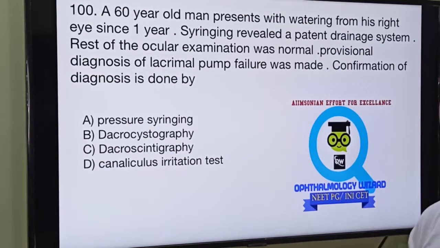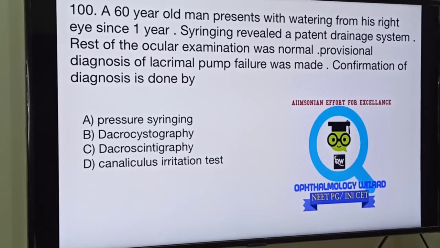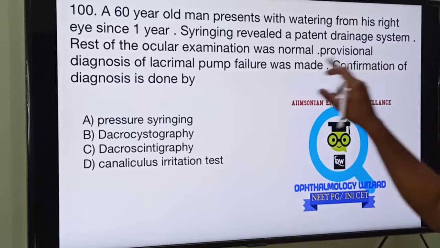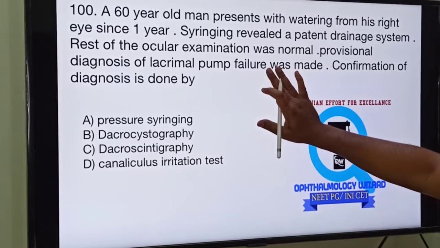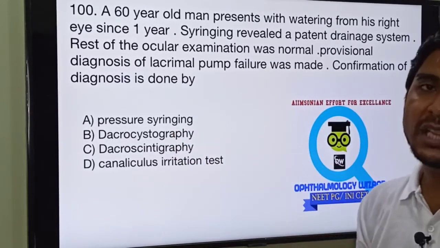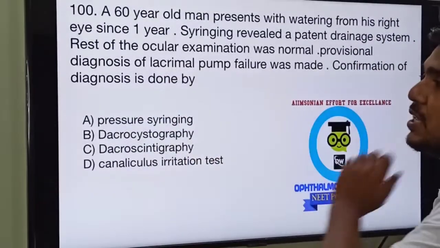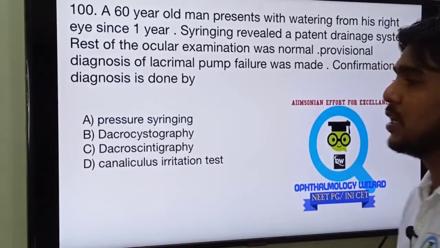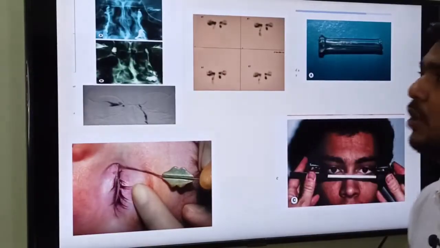Last question of the day, but don't go. There is some miscellaneous topic also discussed in just 2 to 3 minutes. A 60-year-old man presents with watering from his right eye since 1 year. Syringing revealed a patent lacrimal system. Rest of the ocular examination was normal. Provisional diagnosis: lacrimal pump failure. There is no point doing pressure syringing, because there is no blockage, because there is lacrimal pump failure. To find out the exact problem, the answer is C, dacryocystorhinoscintigraphy, for the exact location of the problem.